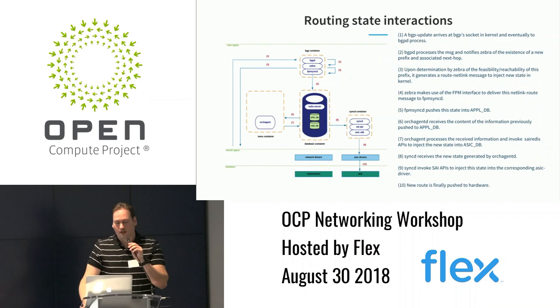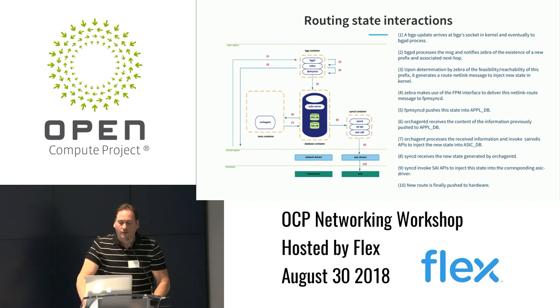So let's go next. Routing state interactions. This is pretty straightforward. A BGP update comes to the kernel. It goes straight up to the BGP daemon. The BGP process obviously parses the message and notifies ZEBRA of the existence of a new prefix or a new route.